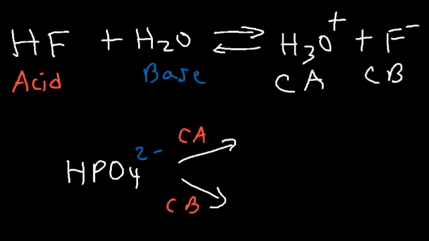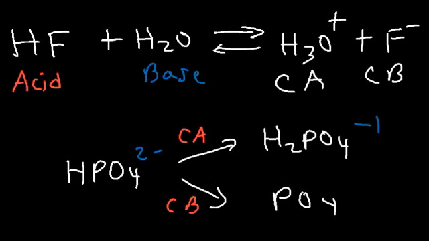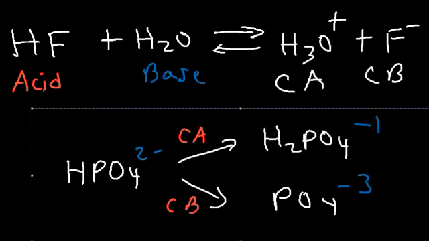So to write the conjugate acid, let's increase the hydrogen number by 1. So it's going to be H2PO4, and increase the charge by 1. Negative 2 plus 1 is negative 1. For the conjugate base, we need to take away a hydrogen, so it's going to be PO4. And we need to decrease the charge by 1. Negative 2 minus 1 is negative 3. So that's how you can write the conjugate acid and base of any molecule or ion.